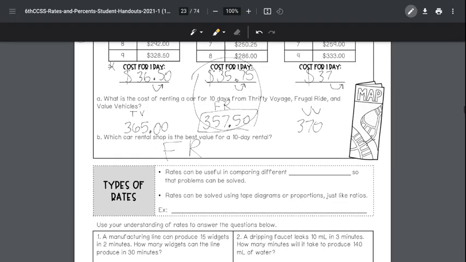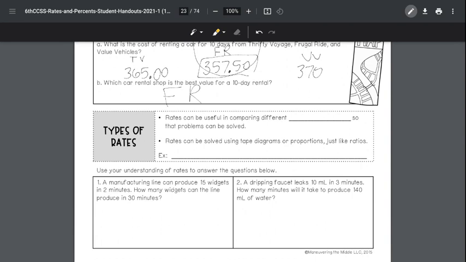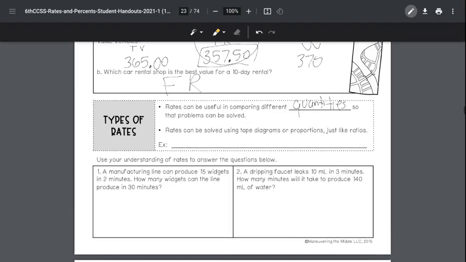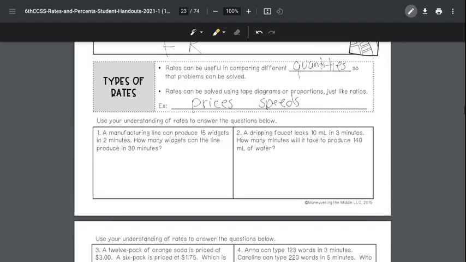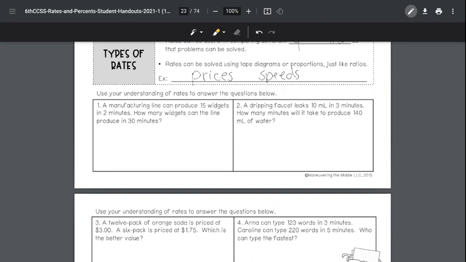All right, types of rates. Rates can be useful in comparing different quantities so that problems can be solved. Rates can be solved using tape diagrams or proportions, just like ratios. So we could be looking for the different prices, different speeds of transportation. Okay, there's lots of things that we can be using this for. Use your understanding of rates to answer the questions below.